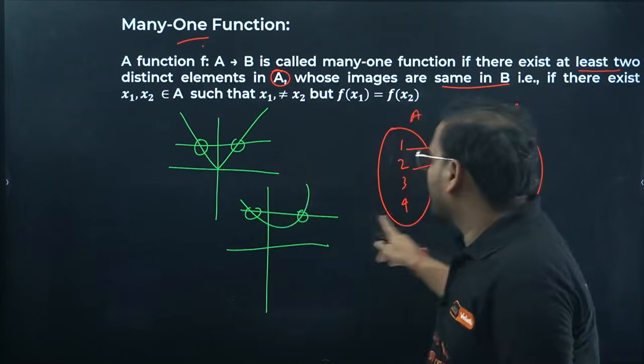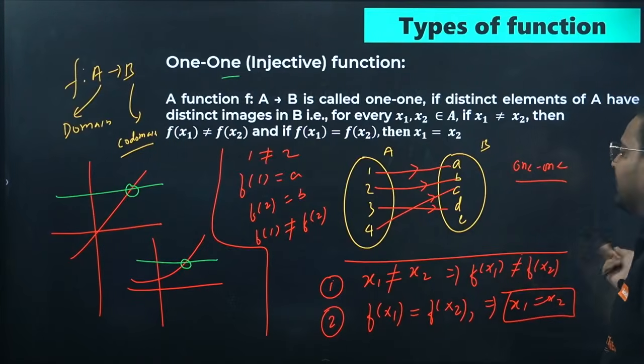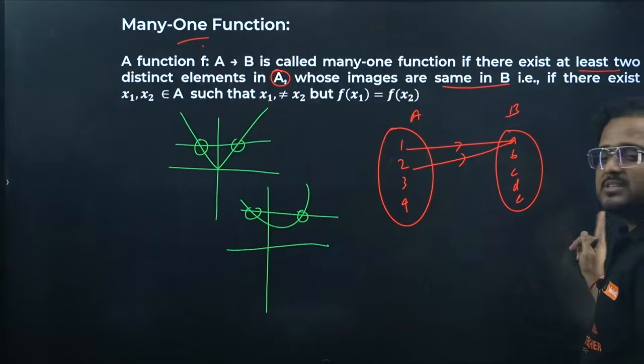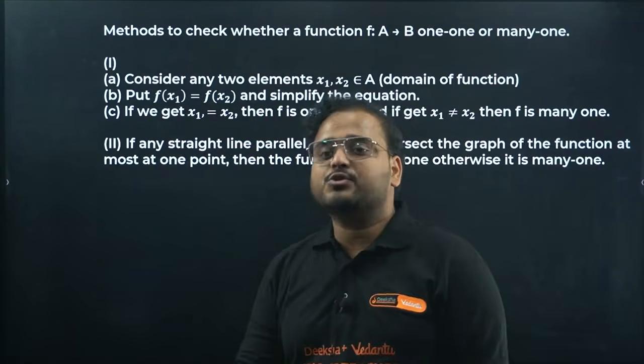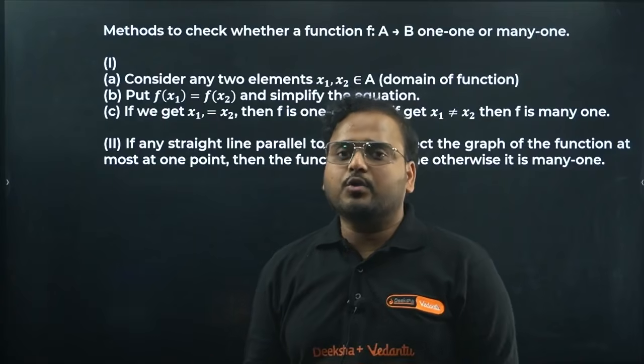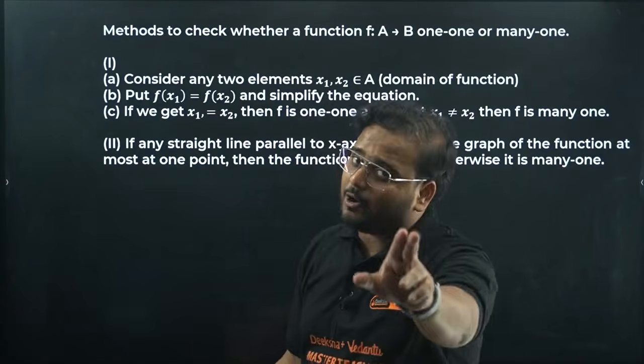So I hope you understood both 1-1 and many one very clearly. This is 1-1, this is many one. With the mapping you understood, right? Next we want to move on to methods to check whether the function is 1-1 and many one or not. I already taught you that.